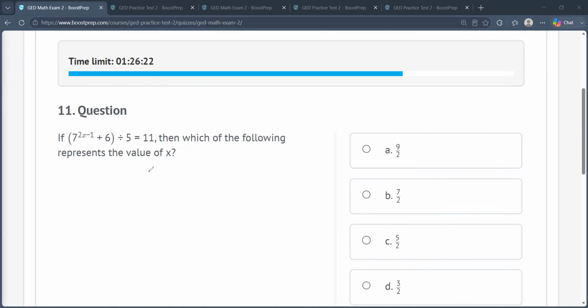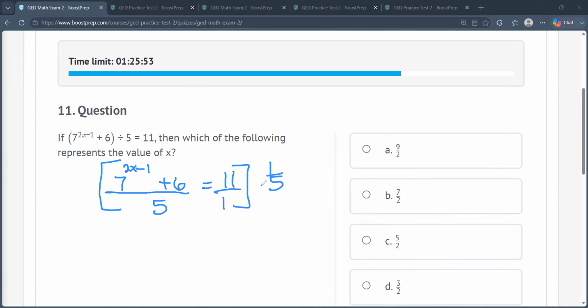What is the value of x? So if you want to rewrite this as 7 to the power of 2x minus 1, and then plus 6, and then divided by 5 equals 11. Now your goal is to solve for x. So what I would do is get rid of this 5. You can either cross multiply, or you can multiply both sides by 1/5. Either way, it doesn't matter.